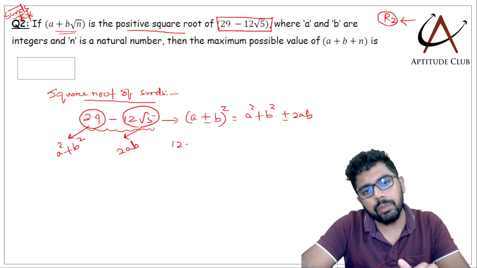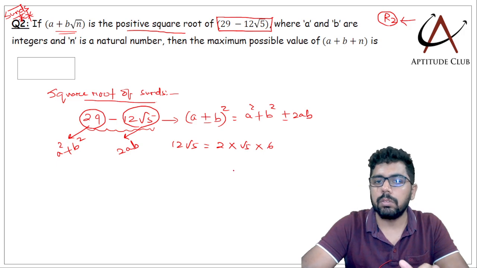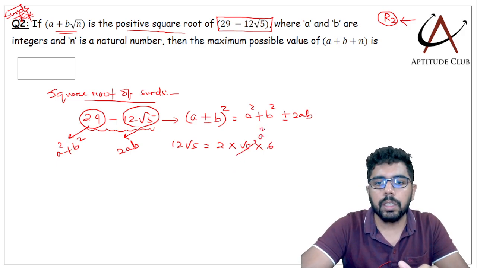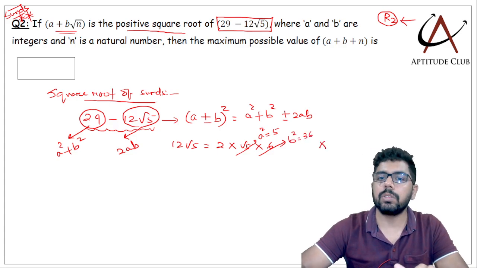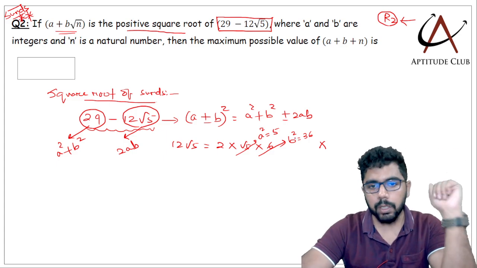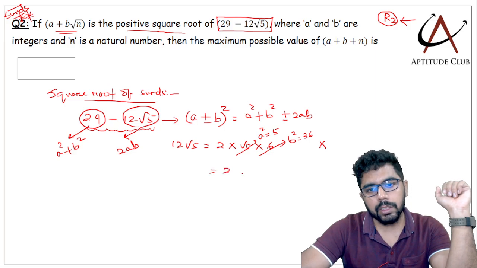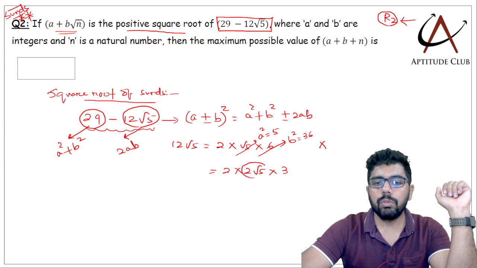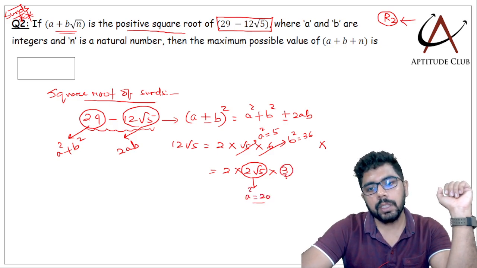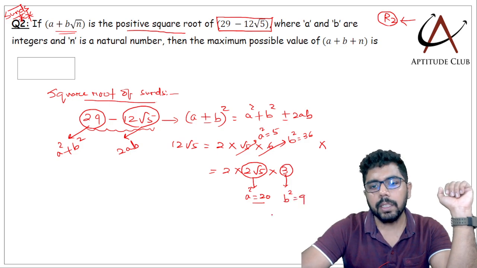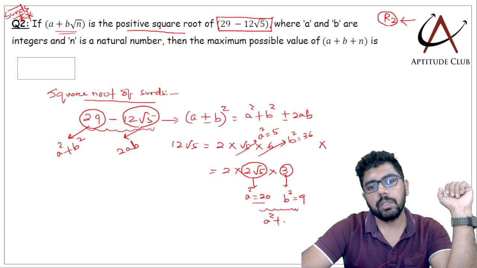So 12 root 5, if you split it as 2ab, it is 2 into root 5 into 6. Now if this is a, then a square becomes 5, and if b is 6, then b square becomes 36. So this case is not possible, because a square plus b square is going to be 41. So what I'll do is I'll write it like this: 2 into 2 root 5 into 3. So if 2 root 5 is a, then a square becomes 20, and if b is 3, then b square becomes 9, and a square plus b square becomes 29.